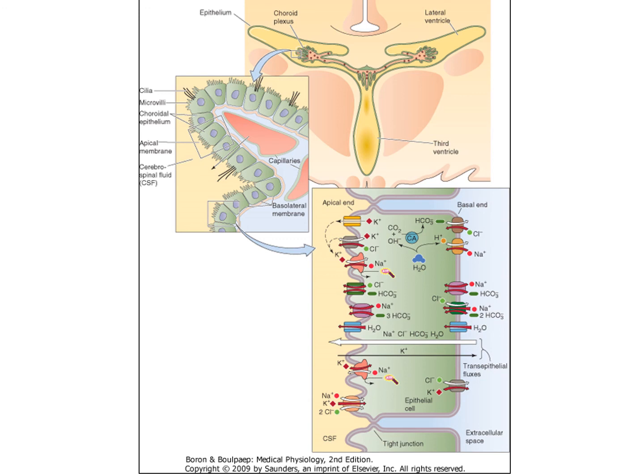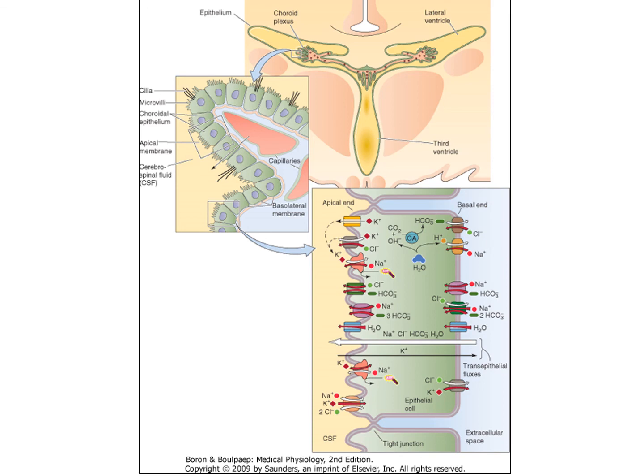So this is showing the lateral and the third ventricles. And if we look at a higher resolution figure, you can see that there's capillaries, and those capillaries are leaky, and they're letting the electrolytes and nutrients go into this extracellular space.